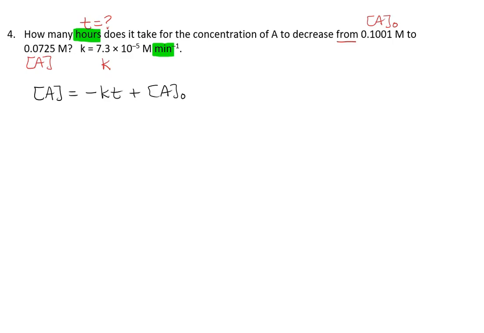I know we really just want to plug in the numbers, but we're going to rearrange. So we are solving for T. That means that we have to get the KT term by itself. And just like a previous example, because we have that plus there, the first step is to subtract the A naught. So we have A minus A naught equals minus KT.